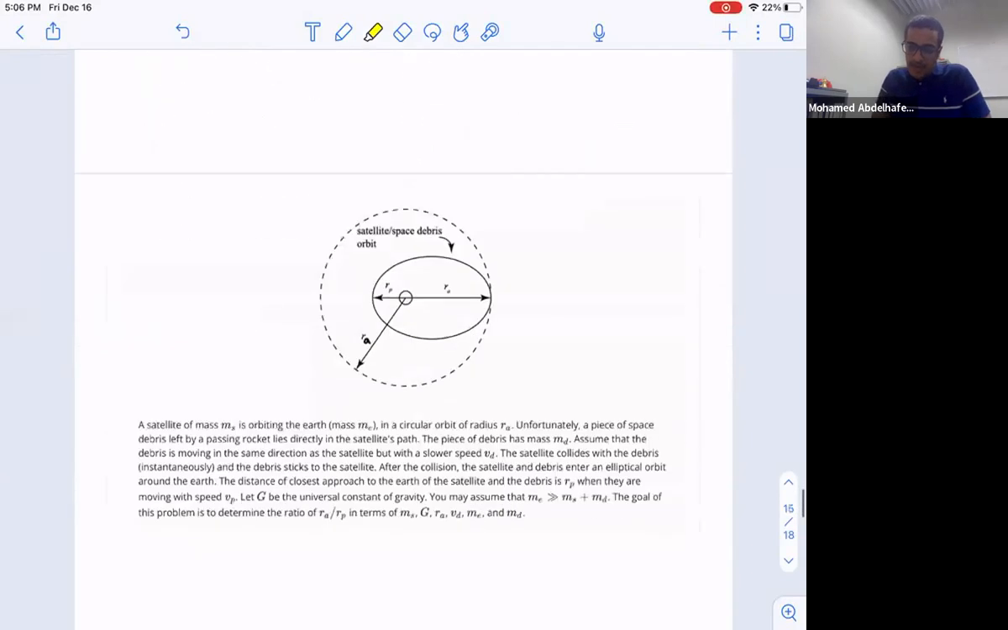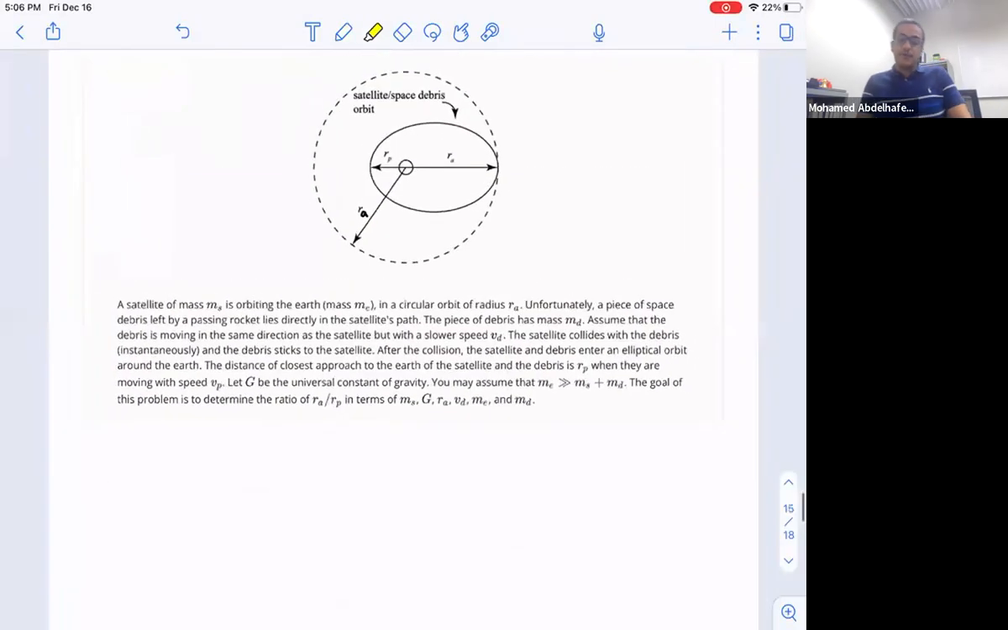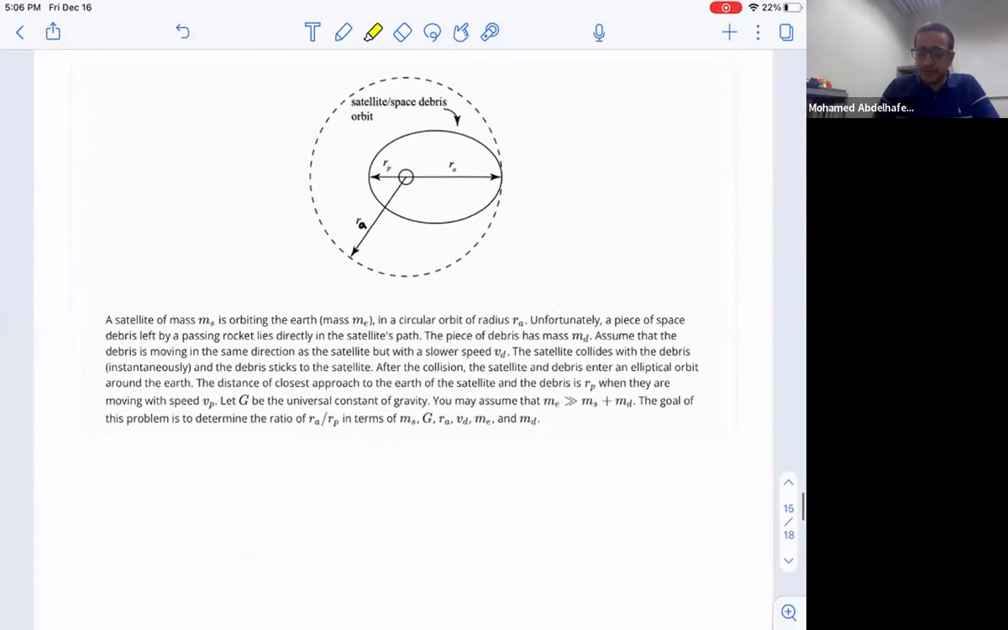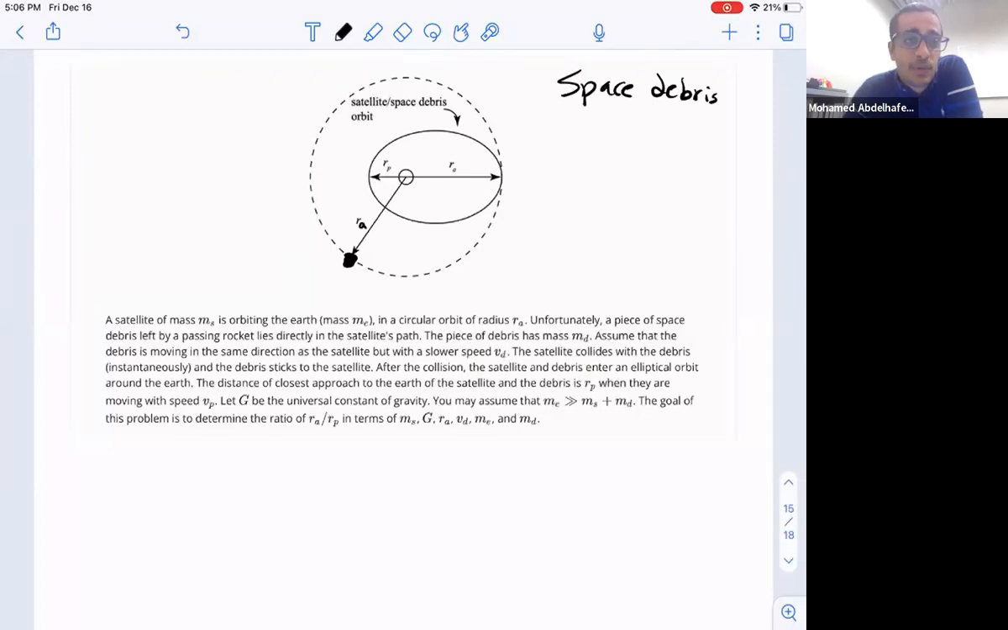So just quickly, because I need to have time for Coriolis, this is a practice problem. I think it's called space debris or something like that. Basically you have an object initially going in a circle, and then it collides with some other object. And then after they collide, they start going in an ellipse. This is a problem with stages.